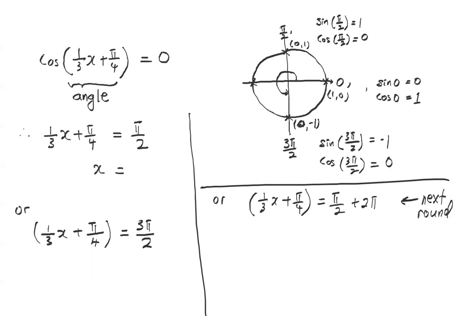So when you talk about trigo, you must have this in mind. X is not your angle. X is part of the angle. Whatever in the cos, sin, and tangent, inside that whole thing is considered as the angle. Take note of that. 1/3 x plus pi over 4 is considered as the angle. Do you get me?